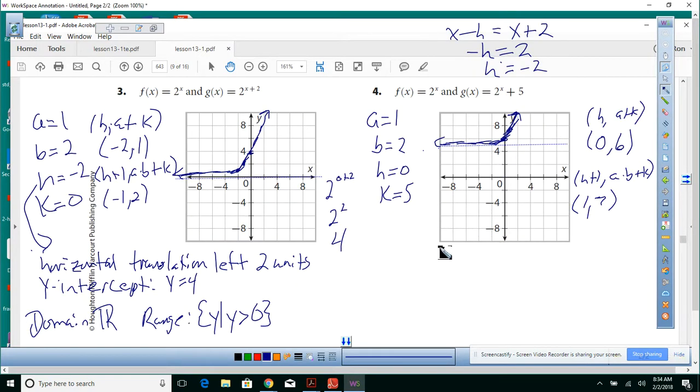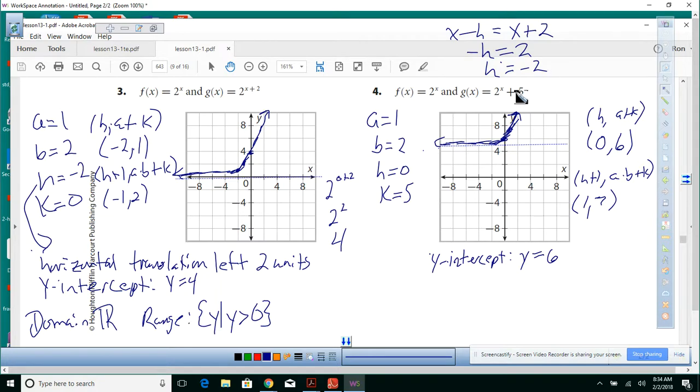So let's see, what are we missing here? What is the y-intercept? Where does it cross the y-axis? Y equals, and then what is that spot right there? 6. Okay, we found it when we were finding that.